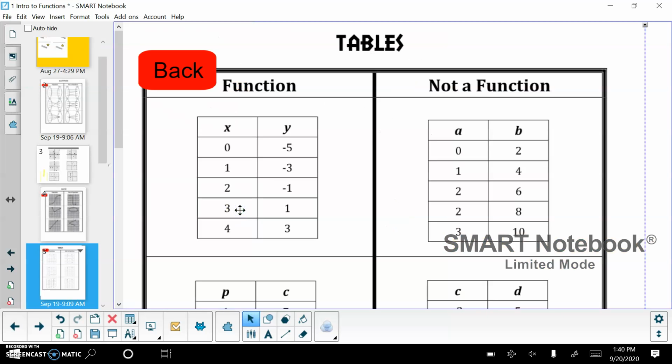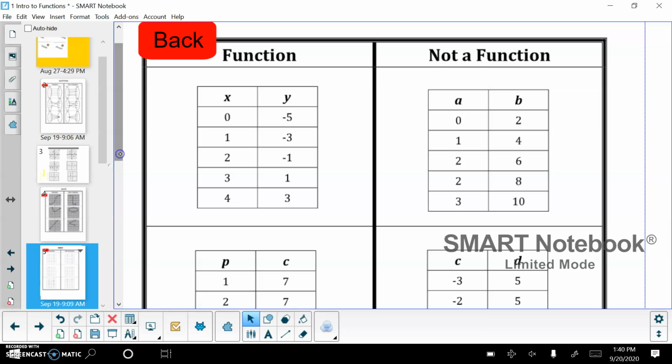So we're going to look at tables first. I've got two tables already showing here. One's labeled as a function and one's labeled as a non-function. And I know that we're used to seeing tables in X and Y, and even though they've got different letters, we can think of them as X and Y. They're still the same thing. The X values are always on your left, the Y values are always on the right.